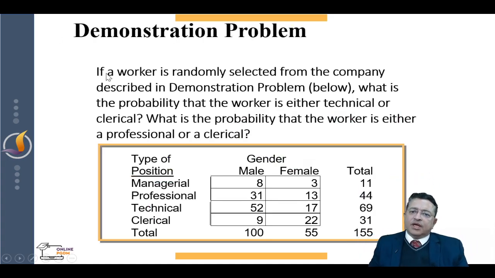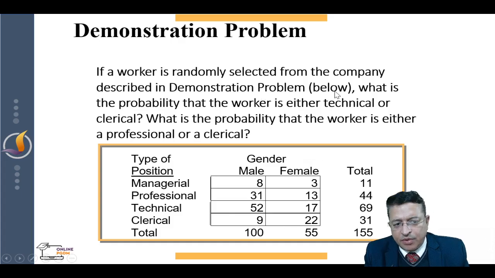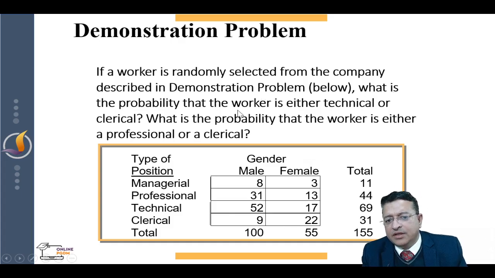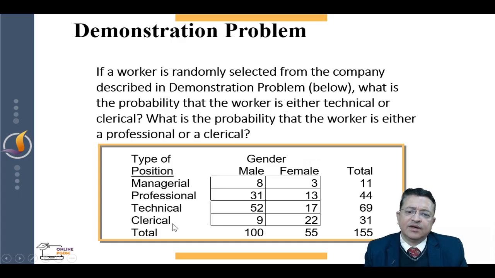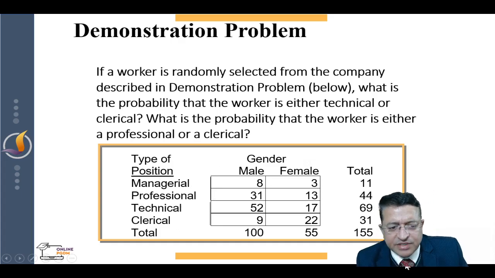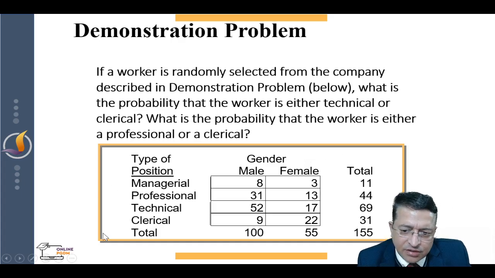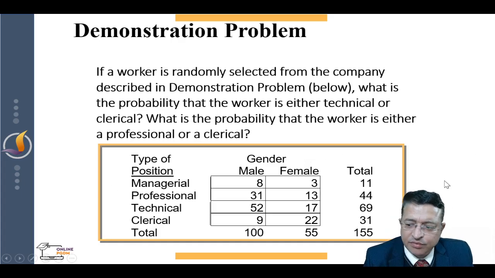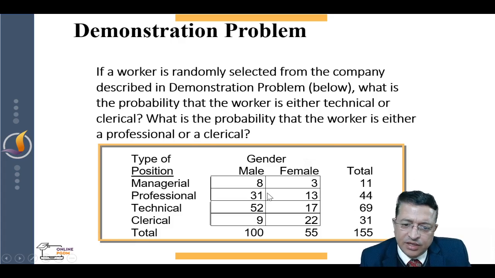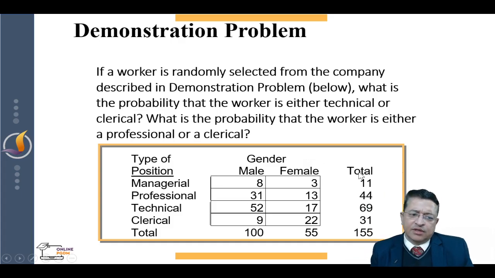Now, for example, if a worker is randomly selected from the company described in this demonstration problem below, what is the probability that the worker is either technical or clerical? Instead of managerial, professional, technical, we will just use MPTC. Sometimes this information is not given in tabular form, so we have to convert it into tabular form first. Then we can calculate anything from this particular table.